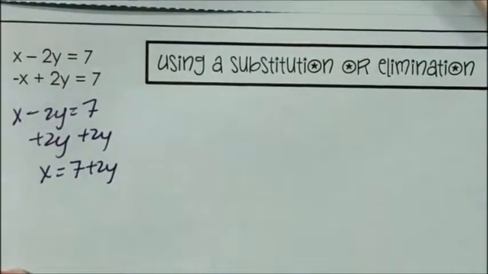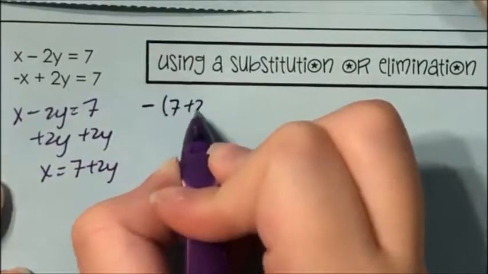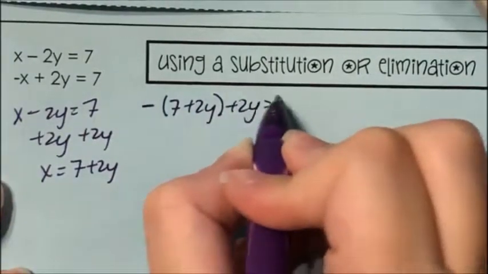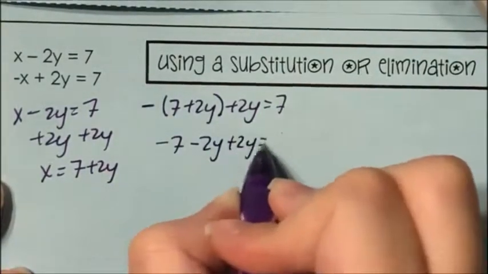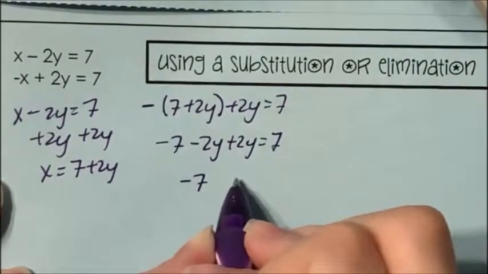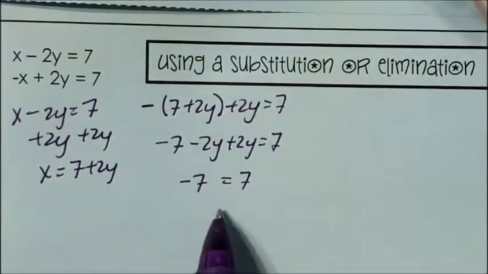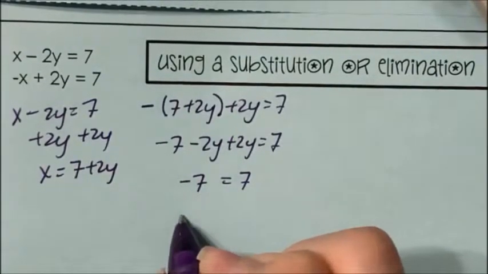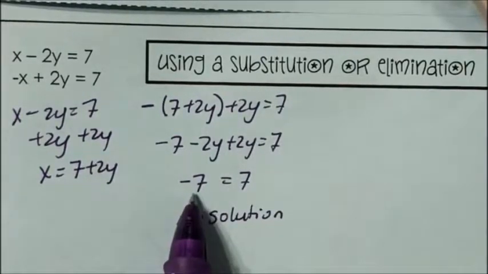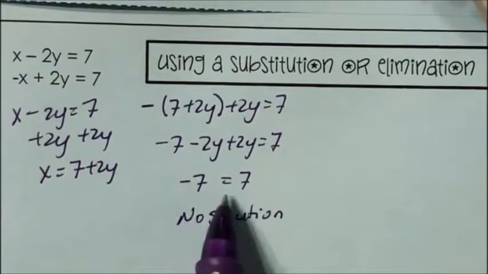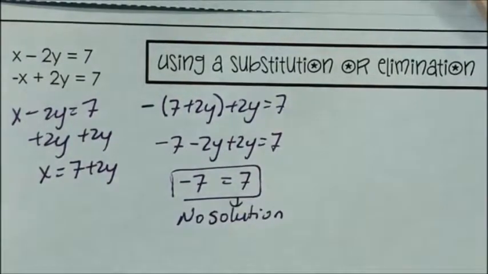Okay, then I'm going to plug this in for x in my other equation. So negative 7 plus 2y plus 2y equals 7. So negative 7 minus 2y plus 2y equals 7. So I get negative 7 equals 7. Negative 7 can never equal 7. So this is a no solution. Anytime you get something on one side of your equation that there's no way can equal the other side, that determines that it's a no solution.